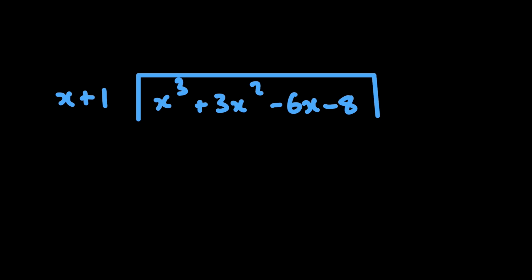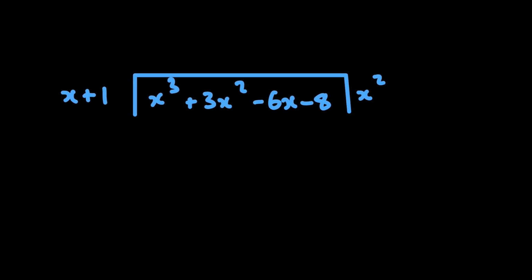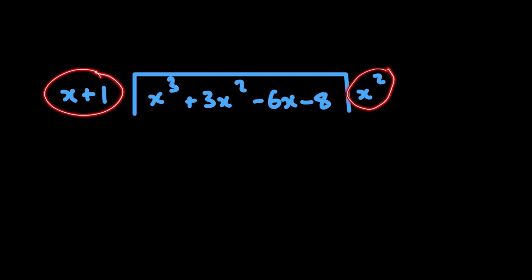The first step we do is we divide. We take this x cubed, and we divide it by the x over here. So x cubed divided by x is the same as just x squared. And with that x squared, I'm just going to write it out here, x squared. The second step is we need to multiply this x squared by x plus 1. So x squared times x plus 1 would simply be x cubed plus x squared, because we're using the distributive law and index laws.